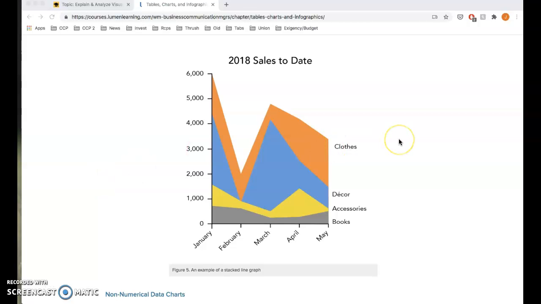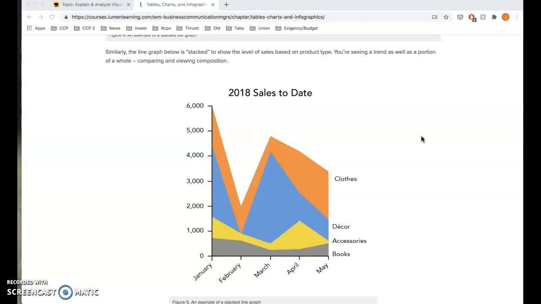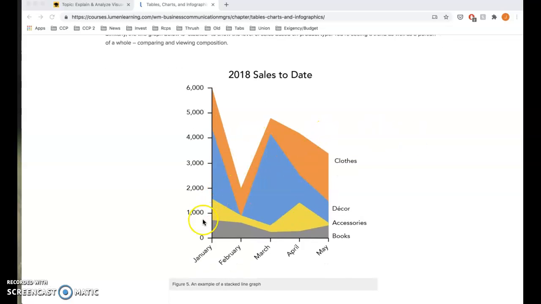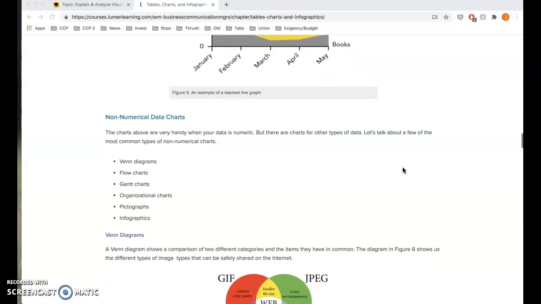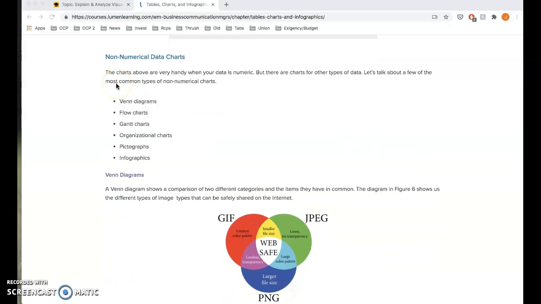Okay, so just to continue, the stacked line graph or bar, in this case, the stacked bar graph, right? It's going to show me, for example, if I'm looking at January, I'd say books were about 750, and accessories maybe about another 750. They're about the same. Decor looks like about 250. And clothes looks like about 1500. I'm sorry, 2500 I meant here, and 1500, right? And so then I can look at trends over time of sales to date, month by month.